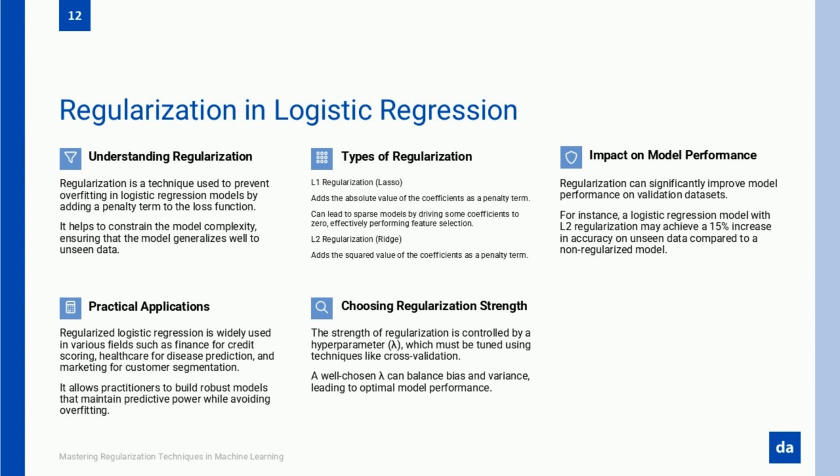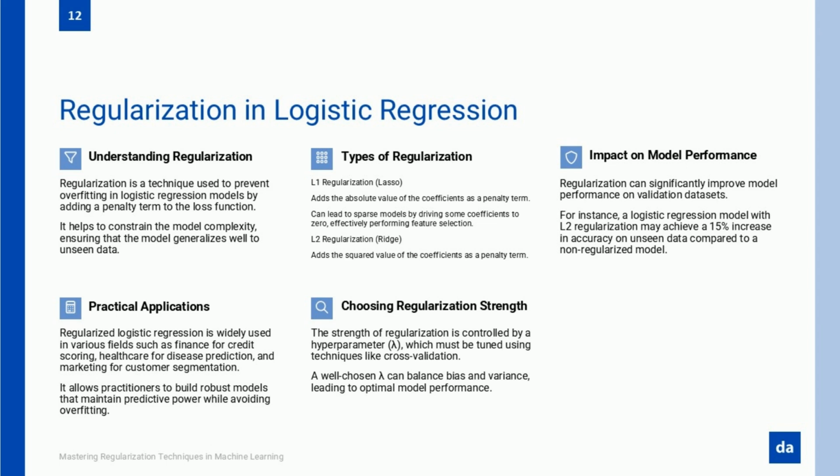Let's switch gears to another example. Spam email detection. Say you're building a classifier that predicts whether an email is spam or not based on the words it contains. You extract thousands of features from emails: word frequencies, sender reputation, formatting patterns, and more. Without regularization, your logistic regression model might focus too much on a handful of words, overfitting to specific spammy phrases.